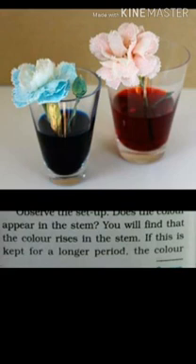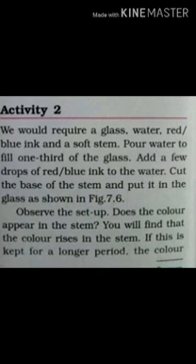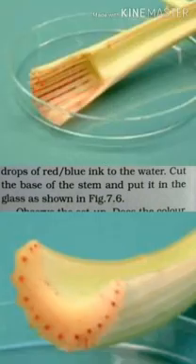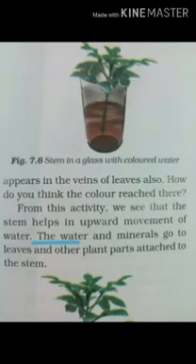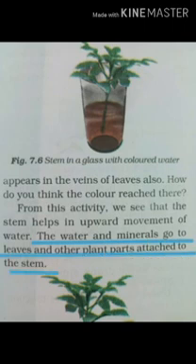So this activity proves that the stem transports or takes water from one place to another. If you cut the stem, then also you can see colored pigments there. This proves that water and minerals are transported to different parts of the plant through the stem. So this is the function of the stem.